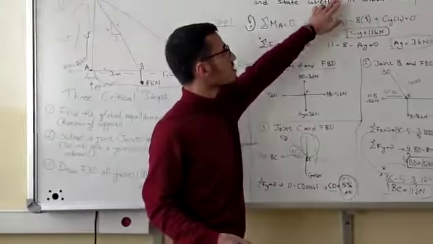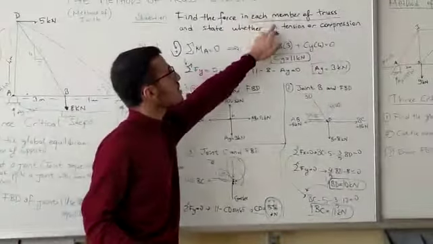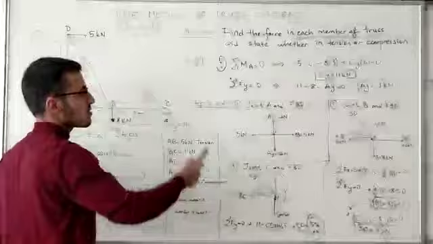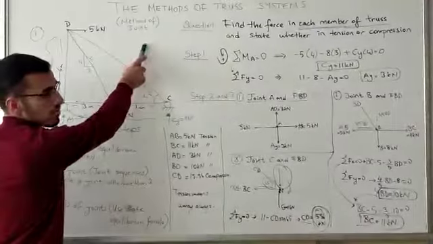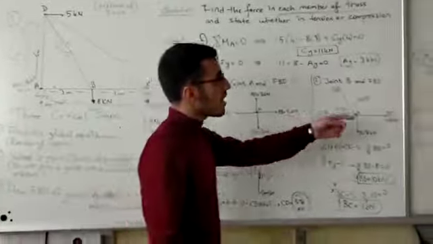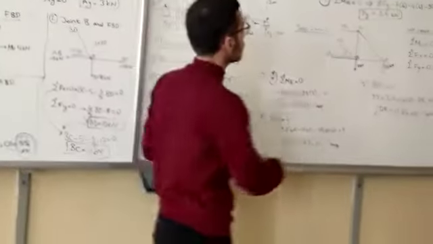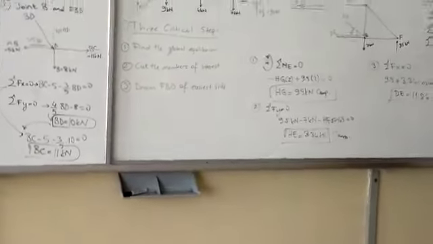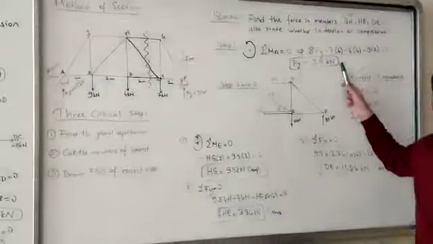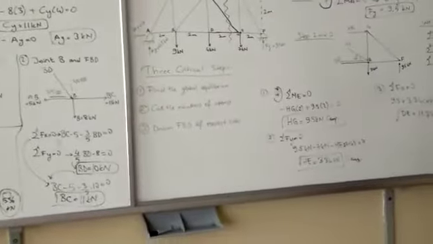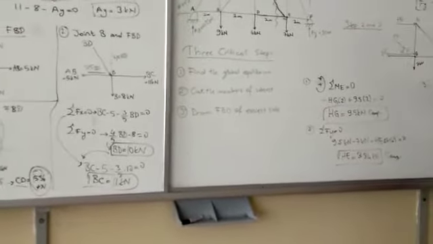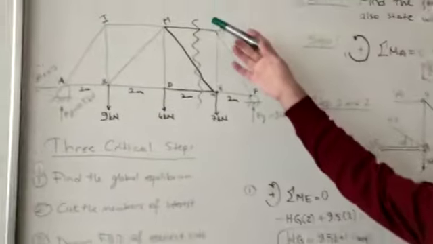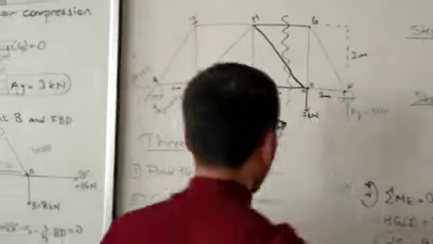And if the question asks us to find the force in each member of the truss system, you have to use the method of joints. And otherwise, if your question asks to find the force in members GH, HE, and DE, it means this question asks for special members. In this case, we have to use the method of sections. The method of sections means cutting.